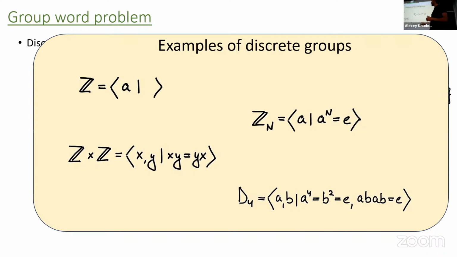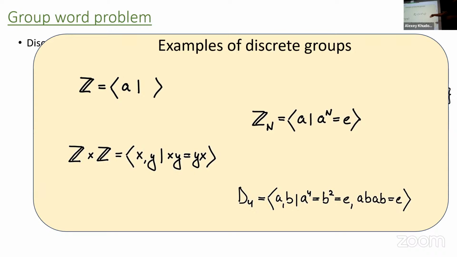Now, for example, the group Z cross Z is generated by two generators, and the only relation you require is that they commute. So you write that xy is equal to yx, or similarly, we could write it as xy x inverse y inverse equals identity.